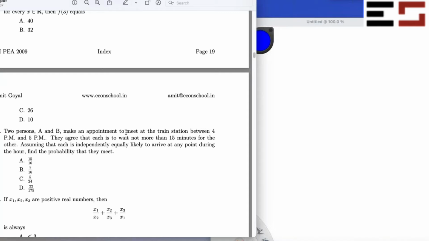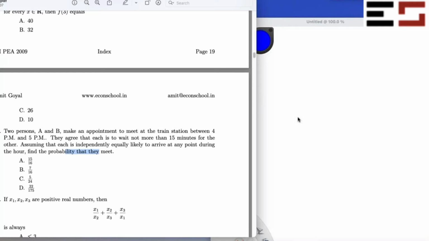Two persons A and B make an appointment to meet at the train station between 4 p.m. and 5 p.m. They agree that each is to wait not more than 15 minutes for the other. Assuming that each is independently equally likely to arrive at any point during an hour, find the probability that they meet. Okay, so what I can do is this, I can just say let 4 p.m. be 0 and let 5 p.m. be 1. Okay, so I'm just normalizing this 1 hour.